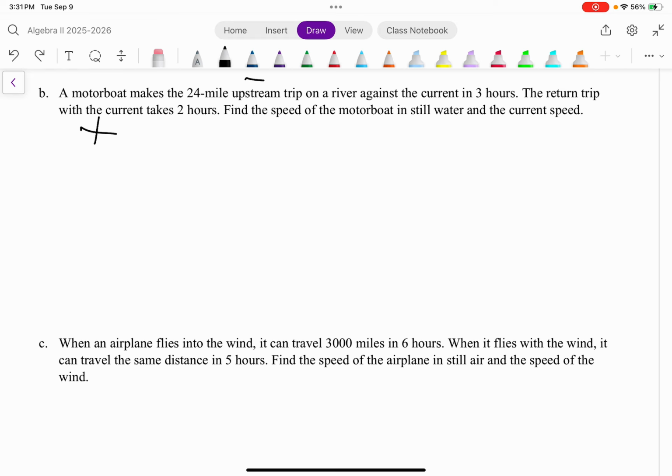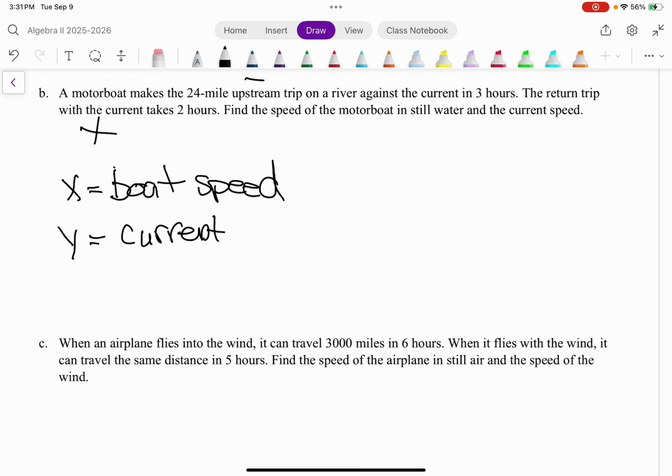So, sorry, not A, I don't know where I got that from. X equals the boat speed. Y is going to be current speed. Again, you have to define your variables for full credit.